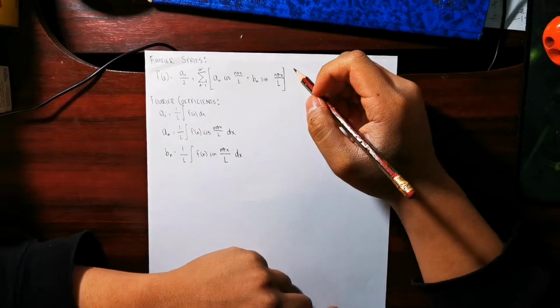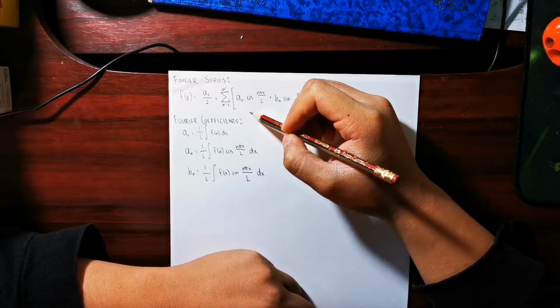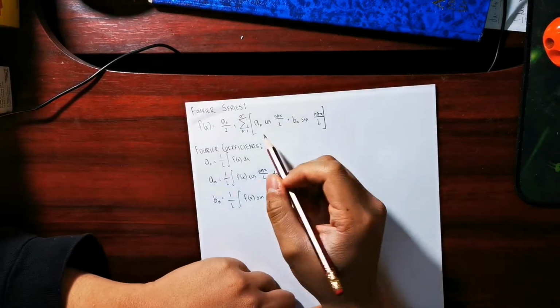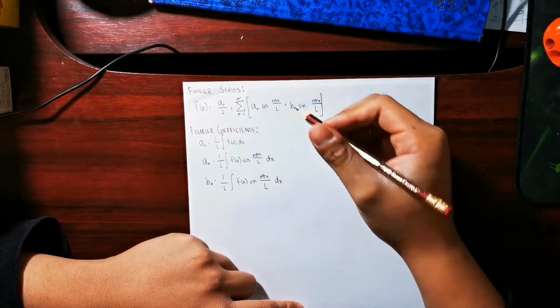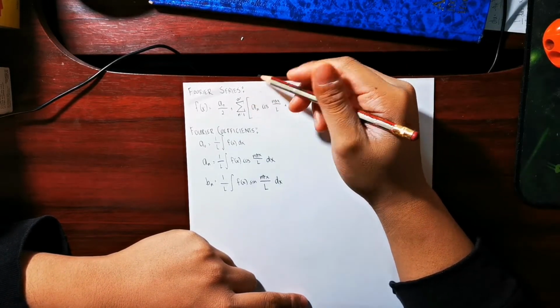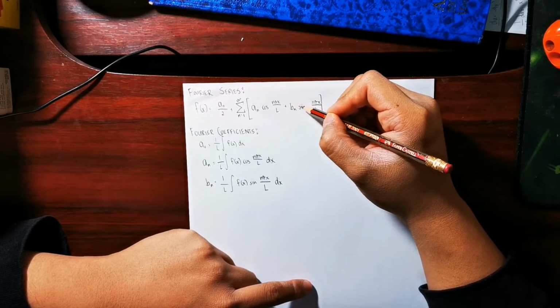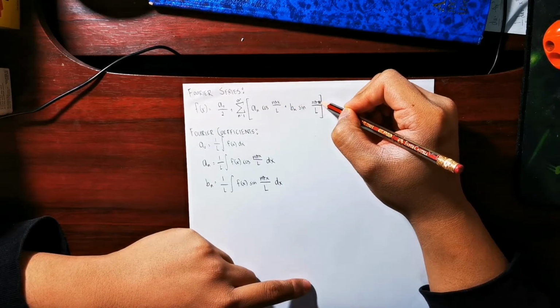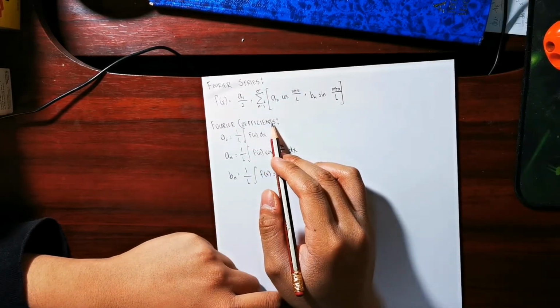So we will be dealing with Fourier series and Fourier coefficients. Here's the formula for the Fourier series. f of x is equal to a sub 0 over 2 plus the summation of a sub n cos n pi x over L plus b sub n sine n pi x over L. And we have the Fourier coefficients.